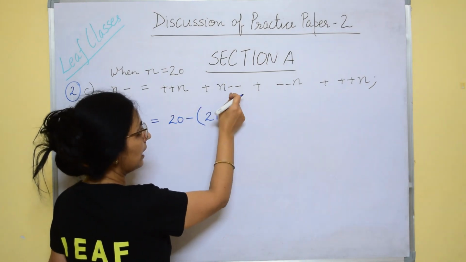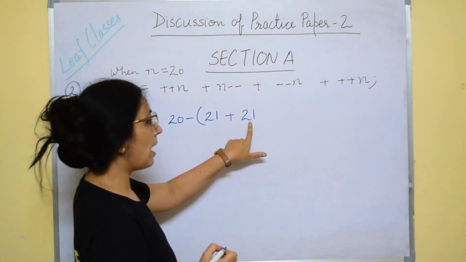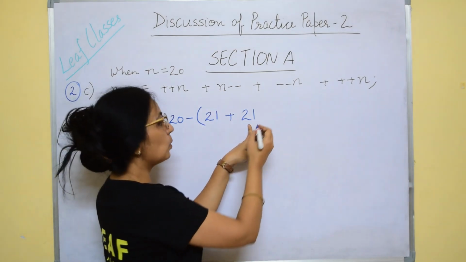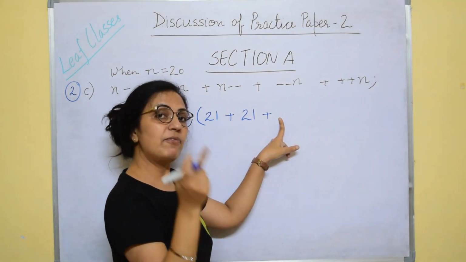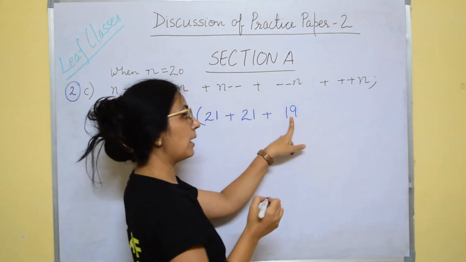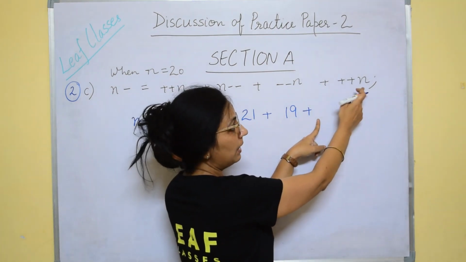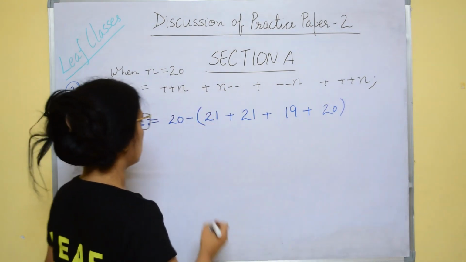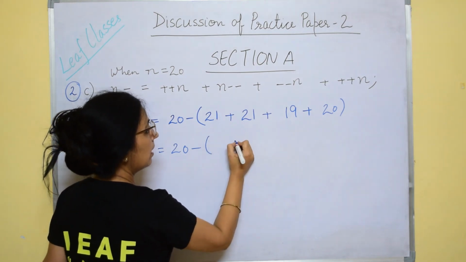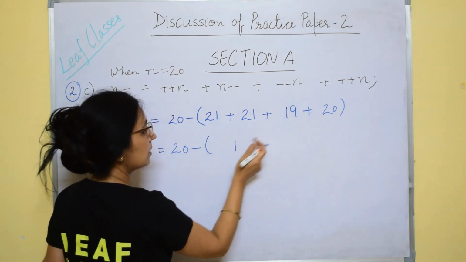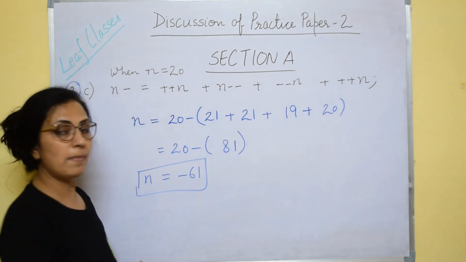Now 21 is reaching here also, and it is post decrement. So in post, first the value is used and then changed. So after using 21, the value of n will become 20, and then when it is reaching here as 20, minus minus, pre-decrement. So 20 will first be decreased by 1 and then it will be used. So here it is 19 plus plus plus n. Now again here it is pre-increment. So first it will be changed and then it will be used. So this is equals to 20 minus, you add this up, 10, so the answer is minus 61. n is equals to minus 61.